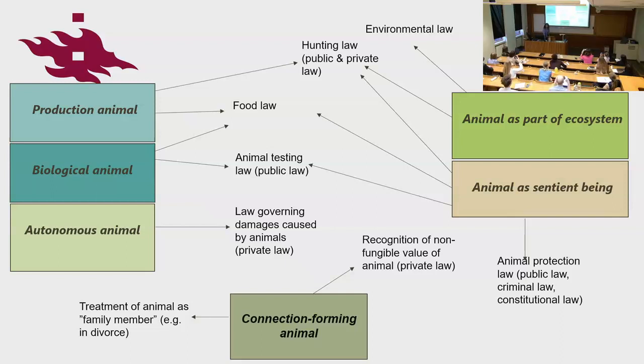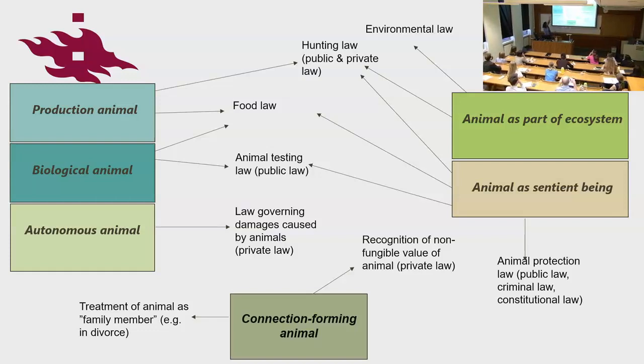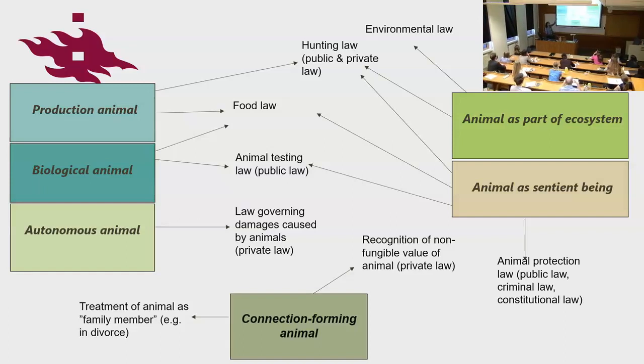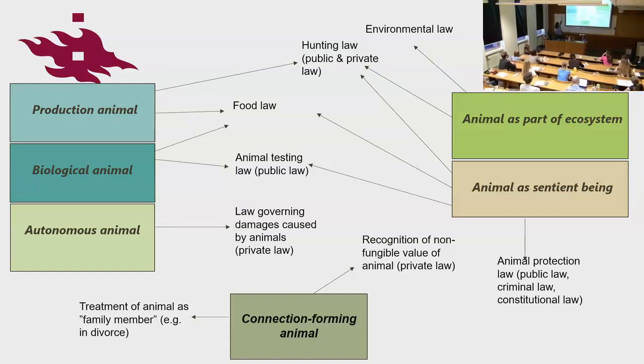There's a bunch of different areas of law in which these categories are reflected in various ways. So for instance, if we think of the role of animals as production animals, that's reflected in food law in various ways. But here, food law must also take into account the fact that animals are biological animals. So there's questions of hygiene, for instance, and so on. The fact that animals are biological, meaning that we can gather useful scientific information by conducting experiments on them, is reflected in animal testing law, which is mostly public law, at least in this country. It's not private law. But on the other hand, animal testing law is also premised on animals as sentient beings.